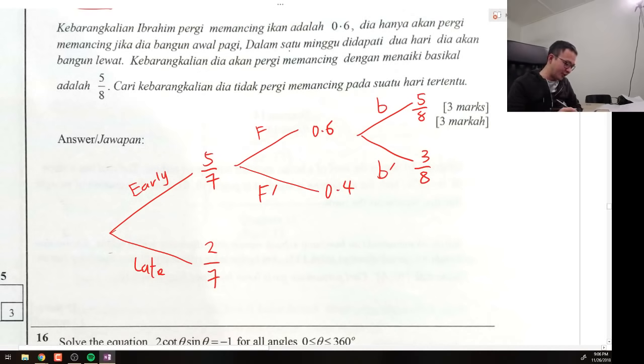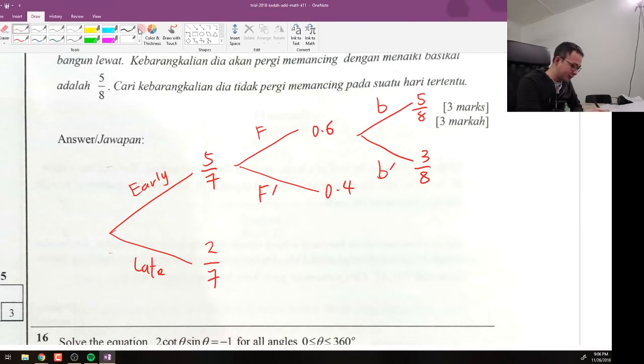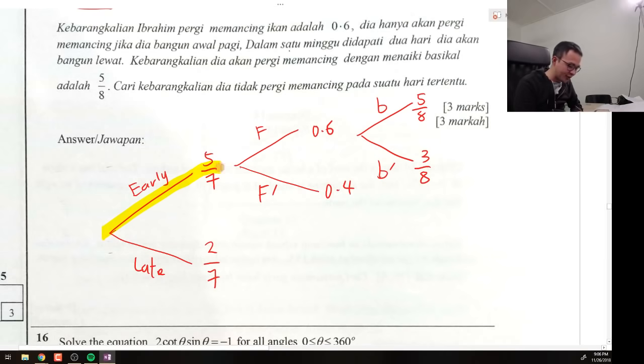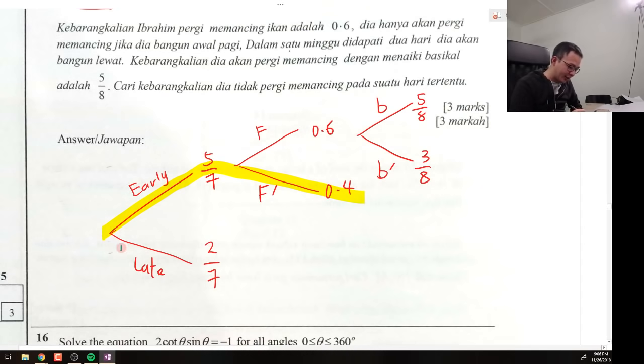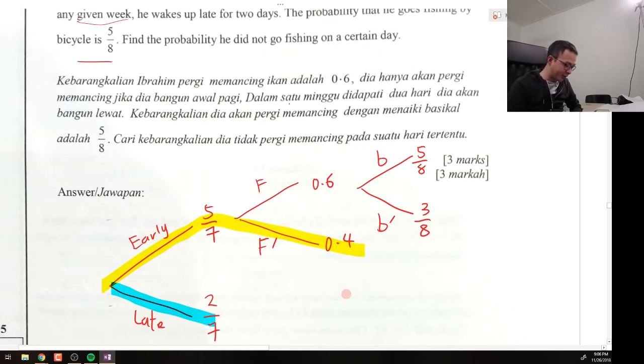So, if he wakes up early, he might not want to go fishing, right? This is the first combination. At the same time, he can wake up late, and then he does not go fishing. So this is one of the probabilities, and I guess it's just both of these added together.